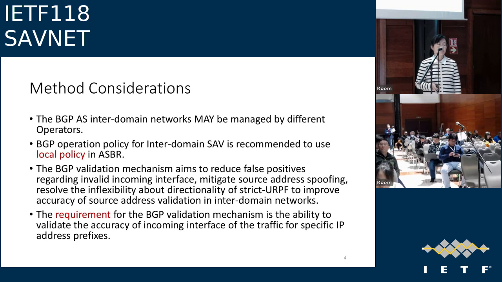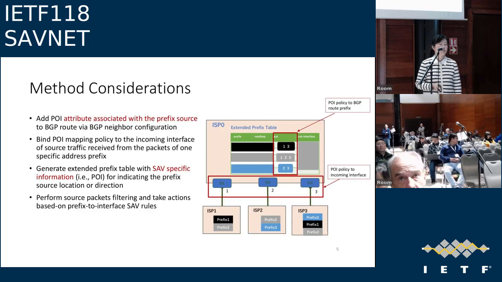For the method consideration of the BGP SAV method, we believe that the inter-domain BGP AS networks may be managed by different operators. So when we design the method, it's recommended to use local policy to realize source address validation, and the local policy is applied to the ASBR. And the requirement for the BGP validation mechanism is to support validating the accuracy of the incoming interface with the mapping to the prefix.